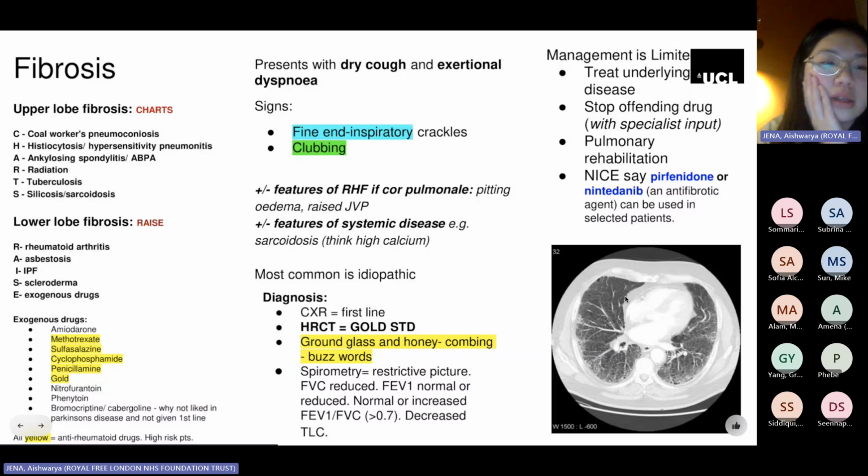So the key thing as well is idiopathic pulmonary fibrosis, which commonly presents in elderly men, and they come in with fine end-inspiratory crackles and clubbing. You think that's fibrosis. I think the clinical picture is quite bleak, like average 3 to 5 years.